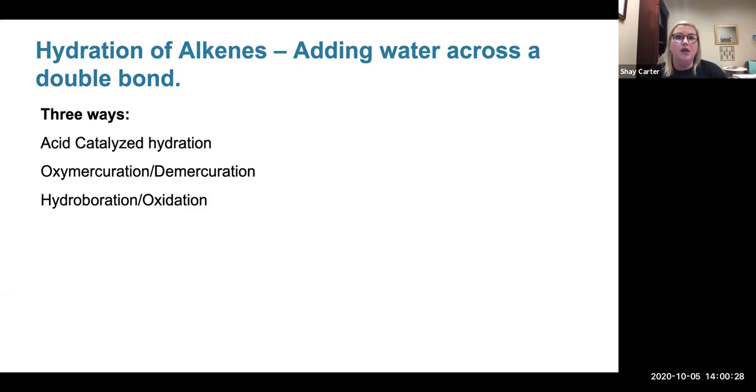So we're adding 2 hydrogens and 1 oxygen, and we're adding that across the double bond. So we'll add 1 hydrogen on 1 carbon and then an OH on the other carbon. And we have 3 different ways that we're going to do this. The first one is called acid catalyzed hydration. The second is oxymercuration, demercuration. And the third way is called hydroboration, oxidation, okay? And there are reasons that we would want to use each of these different reactions.